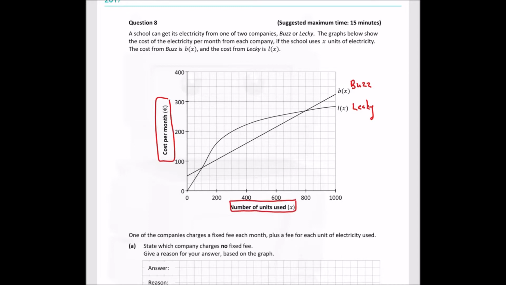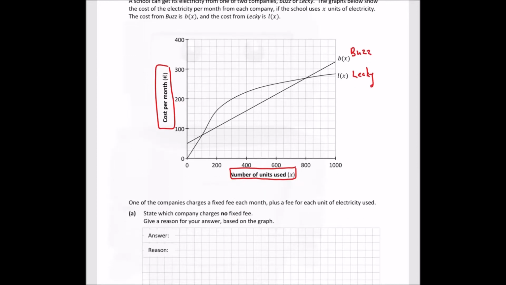So a fixed fee would be you have to pay it every month, regardless of how much you use. So if you use 0 units of electricity, you still have to pay the fee. Whereas the company that charges no fixed fee, well, if you don't use any units, you don't pay anything. So let's see. If we use 0 units here with Lecky, well, we still have to pay 50 euros. If we do 0 with Bose, we actually have to pay nothing. So the answer is Bose charges no fixed fee.